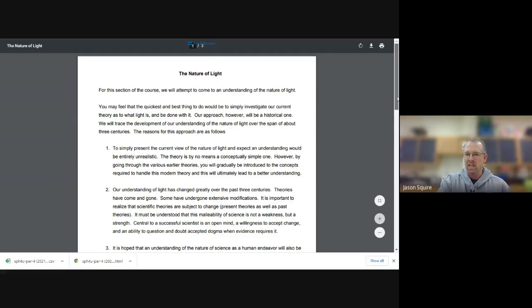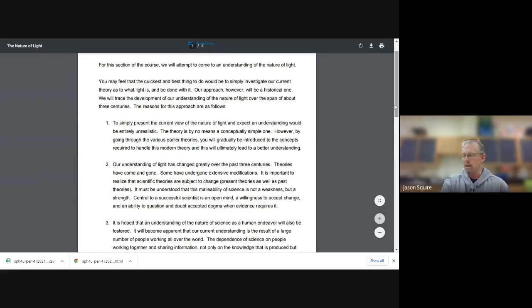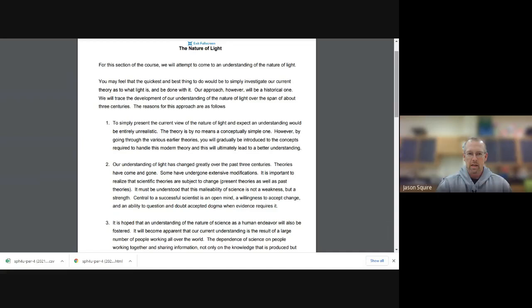Now, why do I teach it this way? The simple reason is a grade 12 physics student, well, if I were to tell you right now what our current understanding of light is, your mind would explode. Your mind would be like, what? How did we get to that? Well, so I'm taking that question out of your hands and I'm teaching it from that question's perspective. Okay.